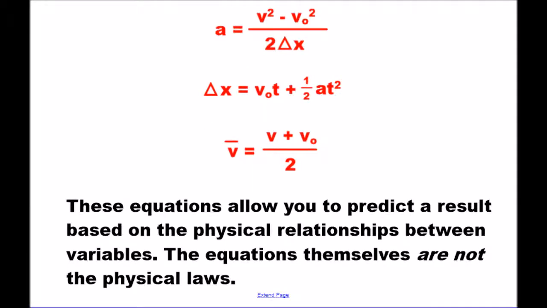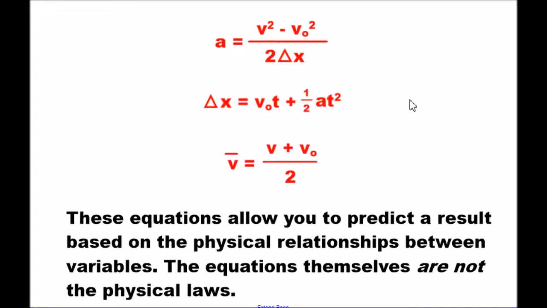But like this note here says, these equations allow you to predict a result based on the physical relationship between variables. These equations themselves are not physical laws. What I mean by that is, you're never allowed to say that something happens because of this equation. That's not a because. This is just a way of describing what happens. There are other reasons behind the because, and those are the reasons that we'll get into. It's a big part of what I'm going to want you to understand over the course of the next couple months.